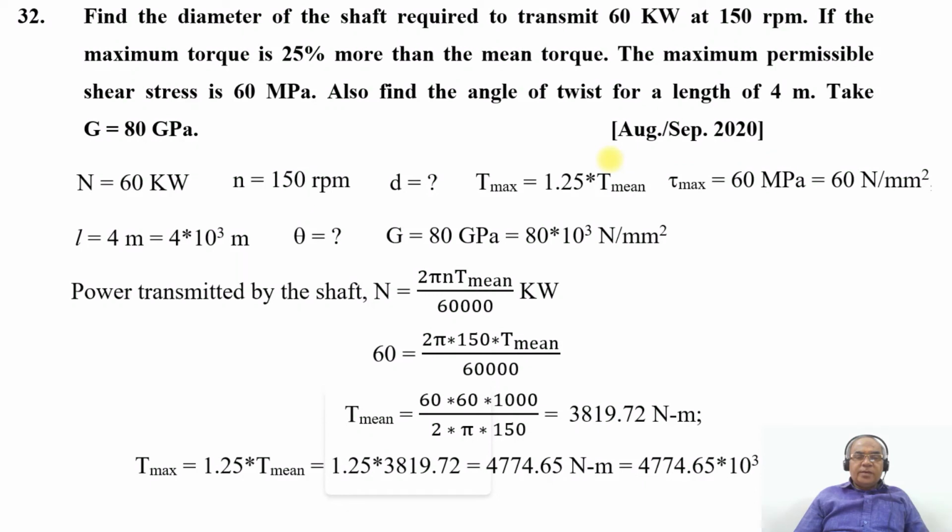So we have T max equal to 1.25 times T mean, which is 1.25 into 3819.72, which will be equal to 4774.65 Newton meter. On further simplification, you convert that from meter into mm, which will be 4774.65 into 10 to the power of 3 Newton mm, because all other dimensions are given in mm square or mm, so naturally this also has to be converted into mm.